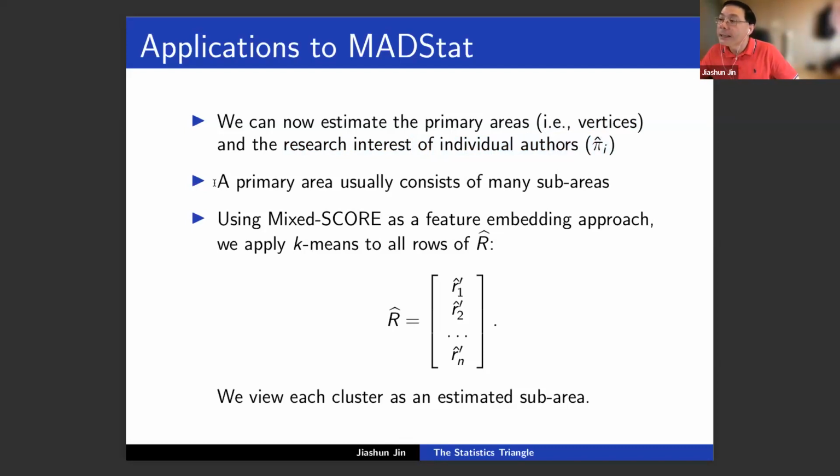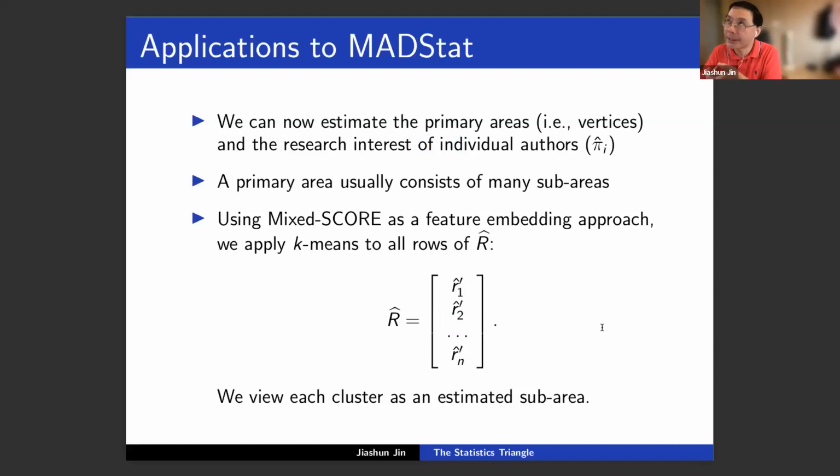Now the second point: a primary research area, like the Lampert matrix, has many sub-areas. How to estimate these sub-areas? The idea of ours is the following. This is again the R hat matrix as before. This has n rows, each row is an author, and K minus 1 columns, and K is the number of communities. We brute force just use k-means to cluster these into, let's say, 20 different groups. So each of these 20 groups is then regarded as a sub-area.